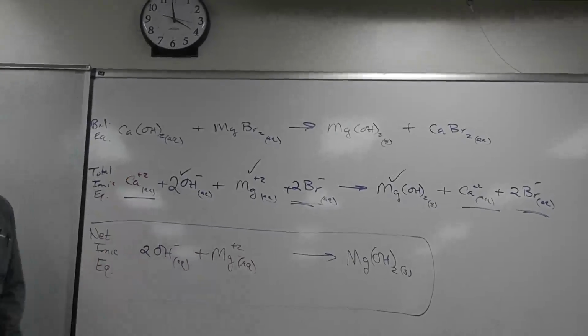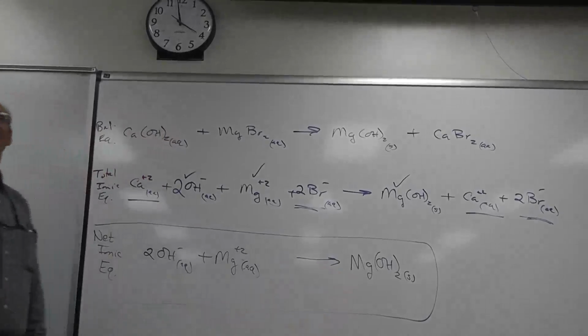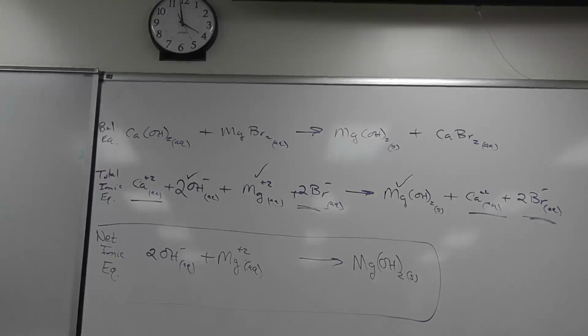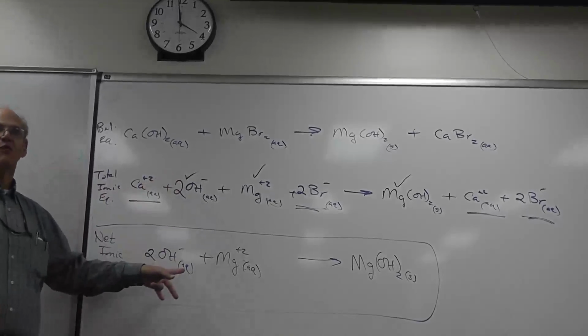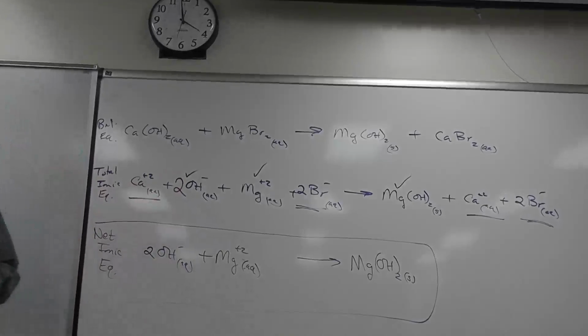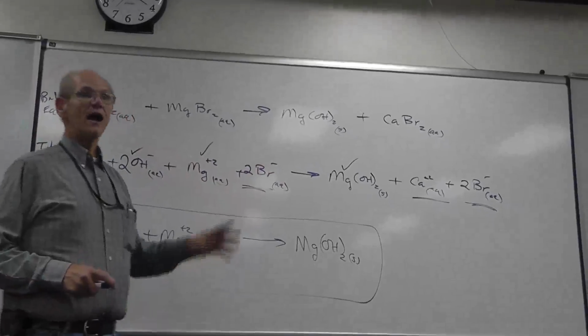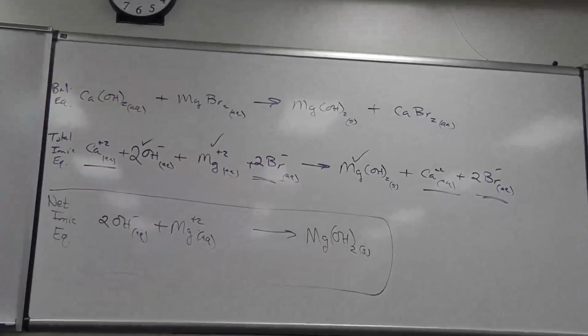Who cares what else I mix it with? Because this is all I want to get. So that's why we do this, okay? To show you that you don't necessarily need to have calcium hydroxide to make this reaction work. I could use strontium hydroxide. I don't need magnesium bromide. I could use magnesium chloride. And I could get the same end results. Make sense?